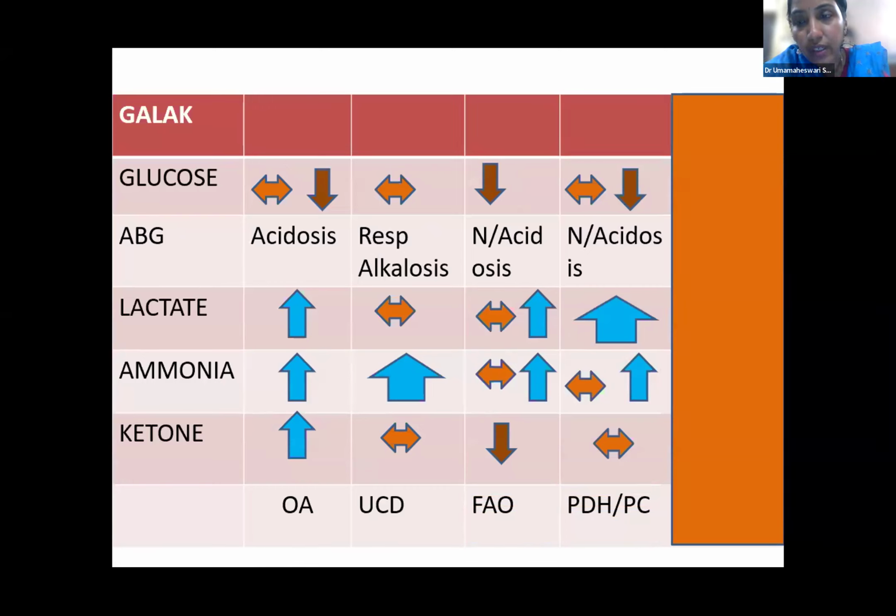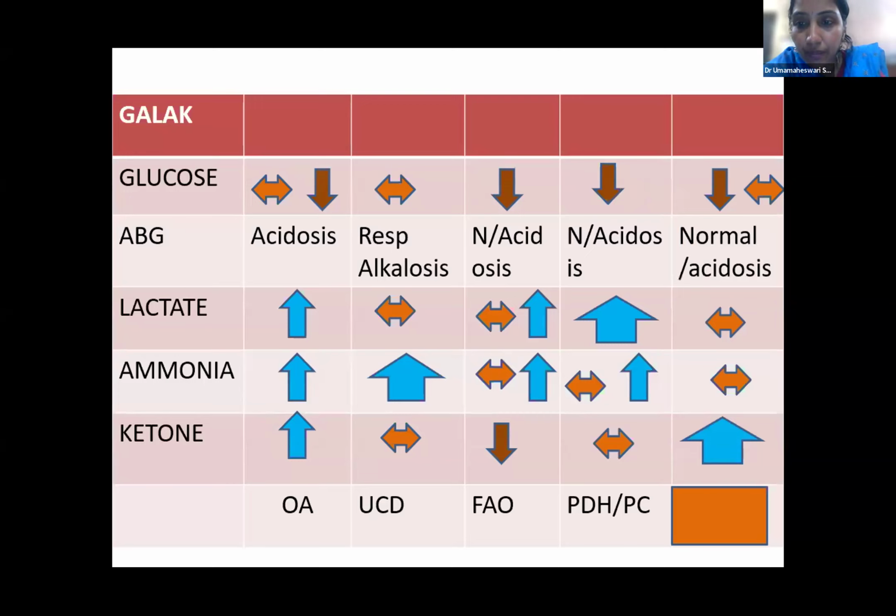Okay, so your pyruvate dehydrogenase or pyruvate carboxylase deficiency. How do you differentiate? Pyruvate carboxylase will have hyperammonemia and hypercitrullinemia. When you are doing a TMS, you will get citrulline elevated. Whereas pyruvate dehydrogenase deficiency typically happens in boys, and they'll have dysmorphic faces. What is this condition where GALAC is normal, glucose, ABG, lactate, ammonia are normal, and ketones alone are elevated?